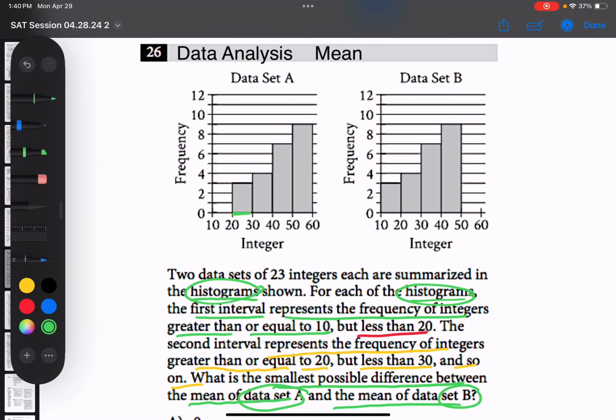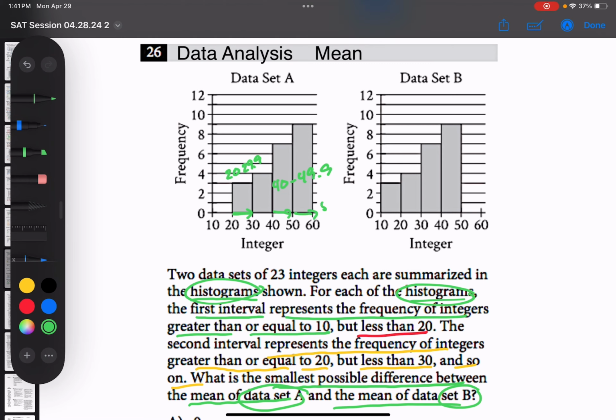The intervals. The smallest number in the first bar that I just marked is 20, and the highest number we can use is 29.9, up to this point right there. Cool? The next bar is going to be 30 to 39.9. The next bar would be 40 to 49.9.